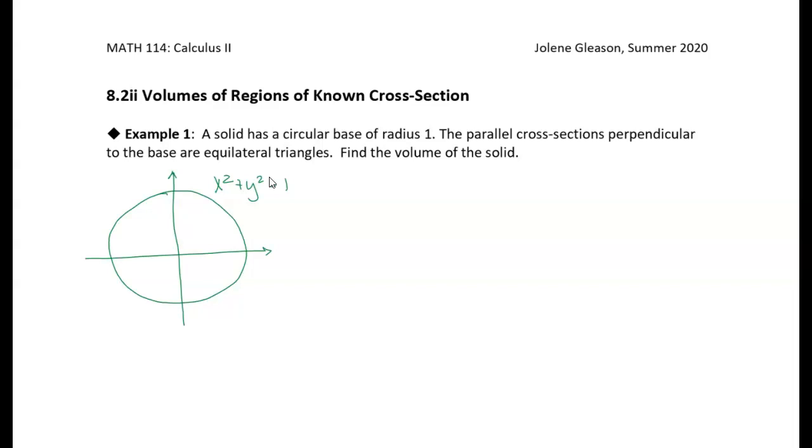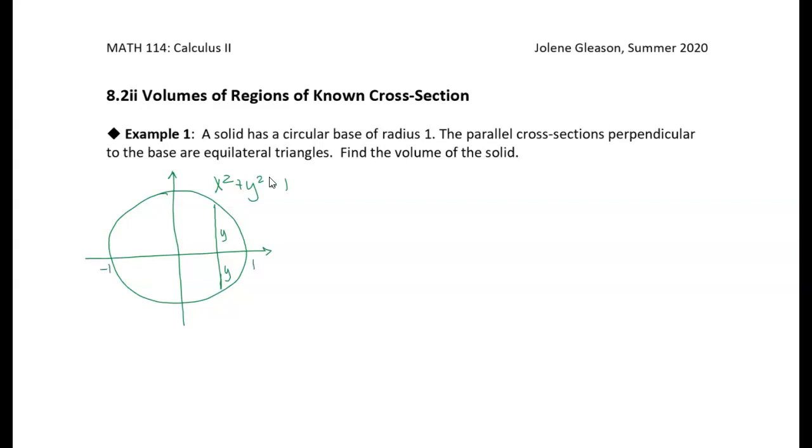But just to make things easy, I'm going to make these equilateral triangles parallel to the y-axis, so perpendicular to the x-axis. The base of these triangles is going to sit on the circle this way. So the distance here is y, the distance here is y. So essentially the base of each one of these equilateral triangles is going to be 2y. Let me put in some numbers here. This goes from 1 to -1.